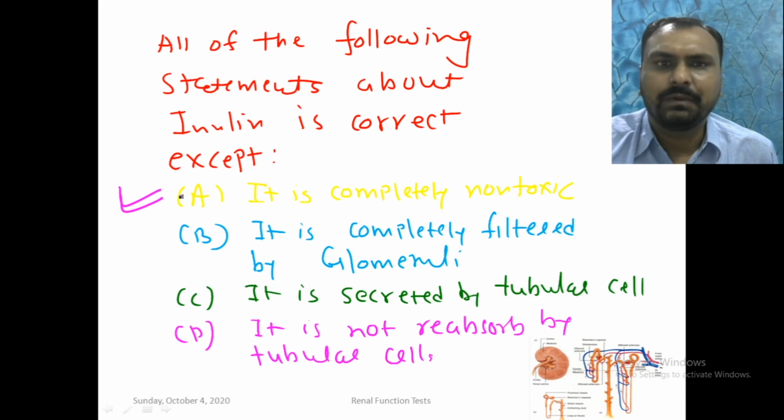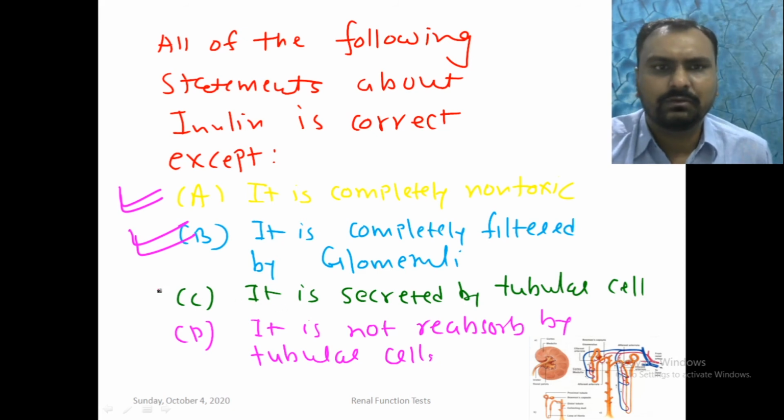Then, it is completely filtered by the glomeruli. Most substances, inulin or others like urea and creatinine, are completely filtered by the glomeruli, so that is also correct. It is secreted by the tubular cell? We will see. And it is not reabsorbed by the tubular cell. Here you can see these are the tubules. From the tubular cell, substances are reabsorbed into the capillaries. Inulin is not like urea, which is reabsorbed from the tubules to the capillary. It is not reabsorbed, so this is also a correct statement.